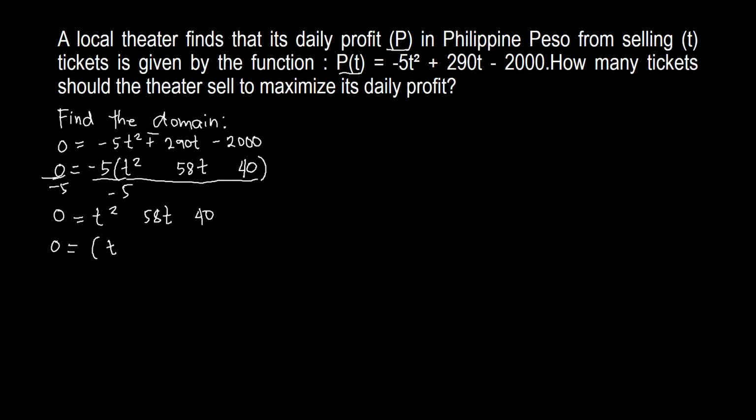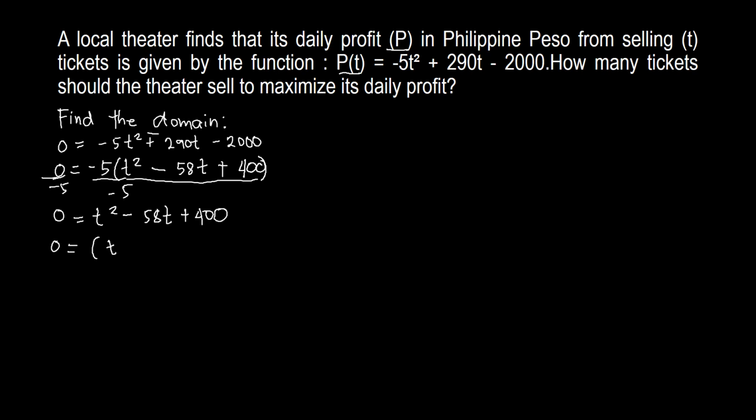So from negative 5t squared, that will become positive. From positive, that will become a negative. From negative, that will become a positive. So we have a minus and a plus. So from there, we are to look for factors of 40, and by the way, this is not 40, this is actually 400.